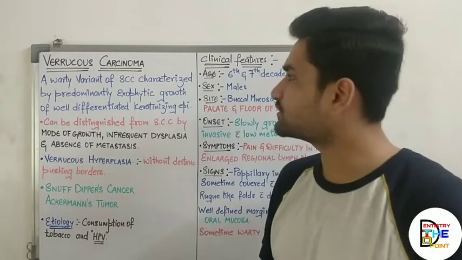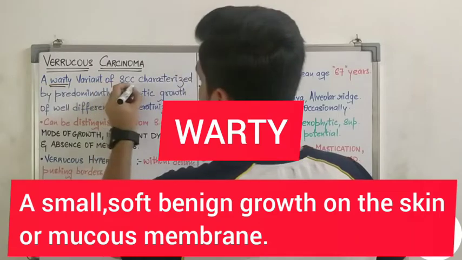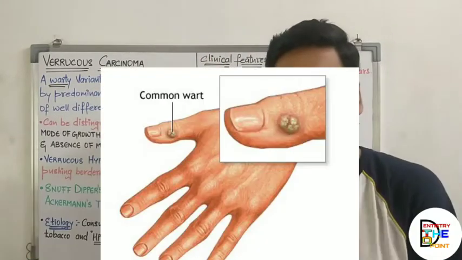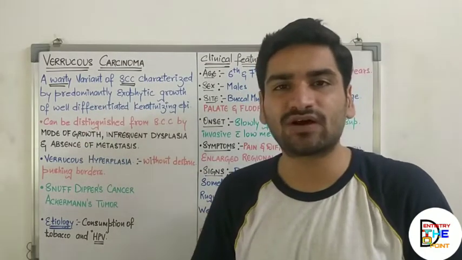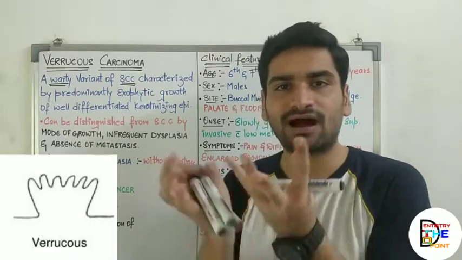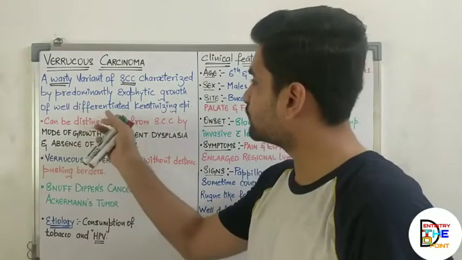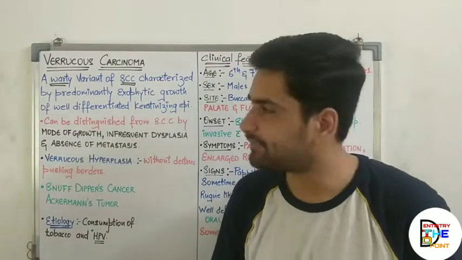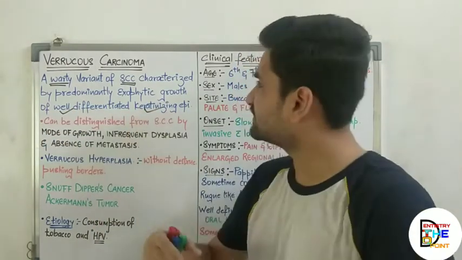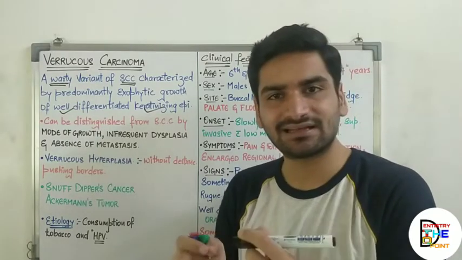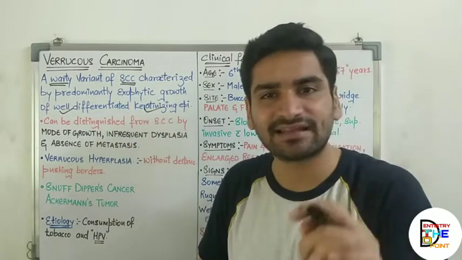So starting with the introduction of verrucous carcinoma, it is a warty variant of squamous cell carcinoma. What is this? Warty variant, warty growth of squamous cell carcinoma characterized predominantly by exophytic growth. Exophytic growth means something growing outwards. From the oral mucosa, the lesion is going to grow outwards, of well differentiated keratinizing epithelium. Which epithelium? Well differentiated keratinizing epithelium.